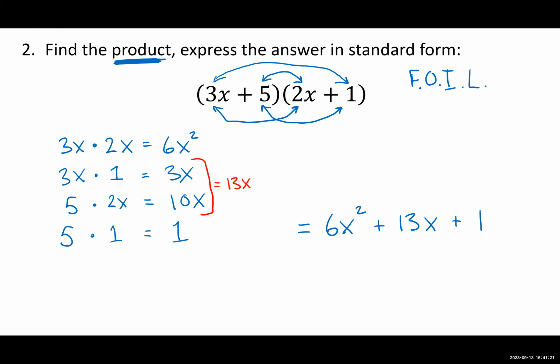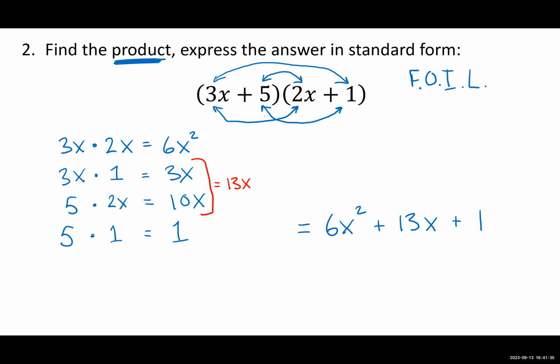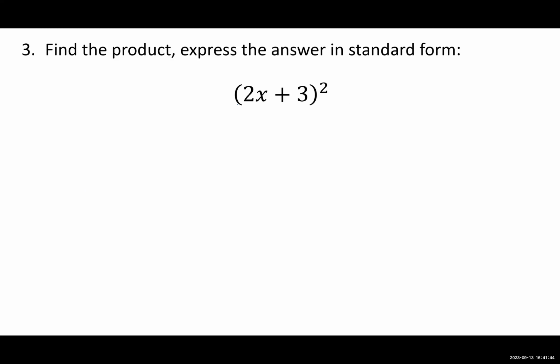All right, next question, number 3. This is just another version of number 2, with slightly different numbers. In number 2, we had two terms times two terms: 3x plus 5 times 2x plus 1. In this case, we have 2x plus 3 to the second power. Now, what does second power mean? If you take anything to the second power, it's times itself: two copies of the same thing multiplied together.